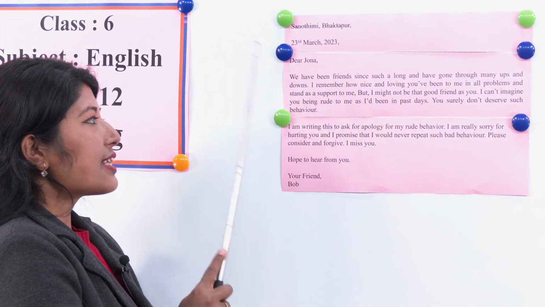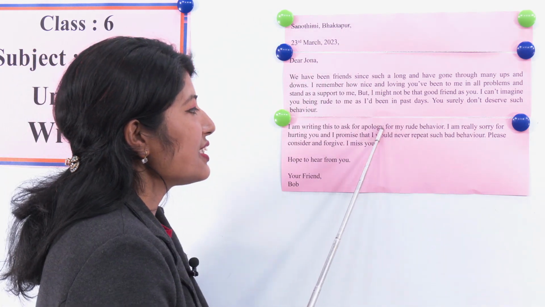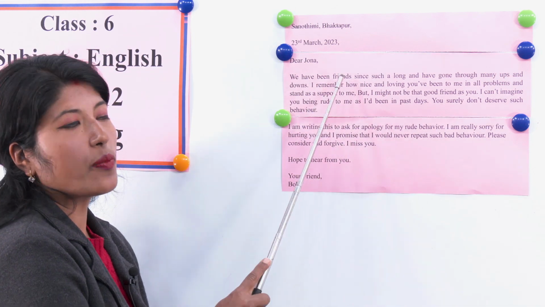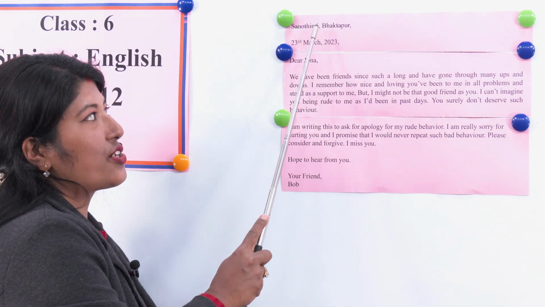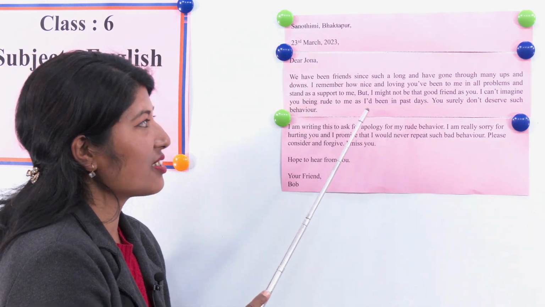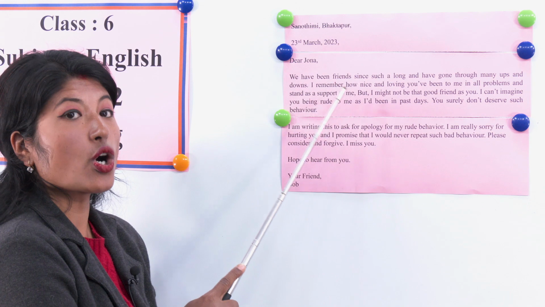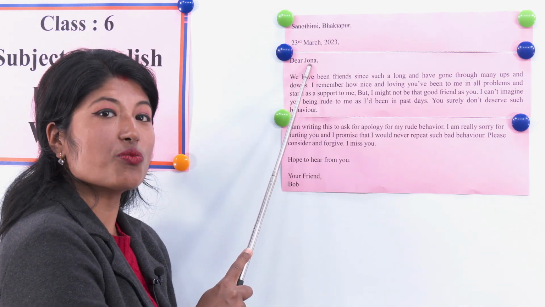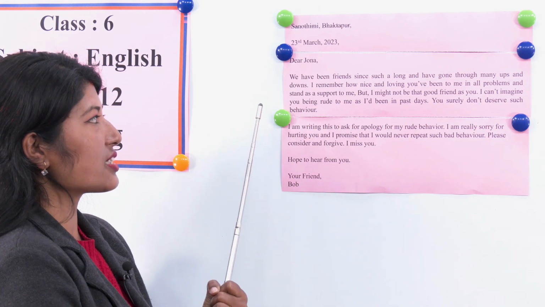Okay, then comes the body. These are the body of the letter. Okay, 1 and 2, body of the letter. Address, date, addressing. Okay, addressing the person to whom we are writing the letter. This is the receiver, the one who is going to receive the letter.